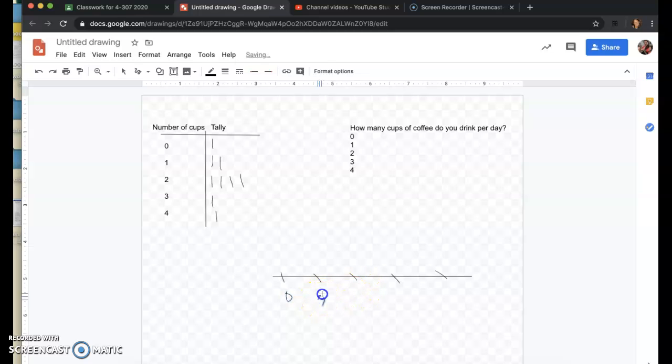That looks like a 7, but it's supposed to be a 1. And then, all right, and then I make my X's. So I have 1 for 0, that one's me. 2 for 1, 4 for 2, 1, and 4.